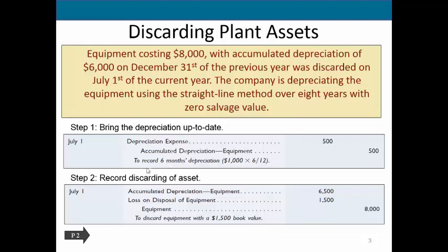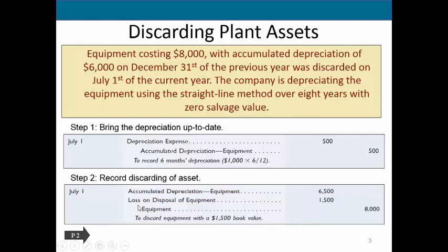So you can see here we need to take off the accumulated depreciation. Remember, it was originally $6,000 of accumulated depreciation, and we added another $500. So $6,500 in accumulated depreciation comes off. And then we take the full amount of the equipment off for $8,000. You'll see here that $6,500 and $8,000, those do not balance. We know that we need another $1,500 on this debit side.